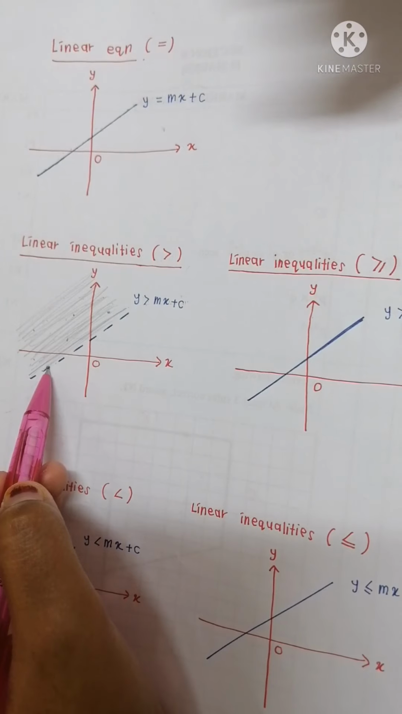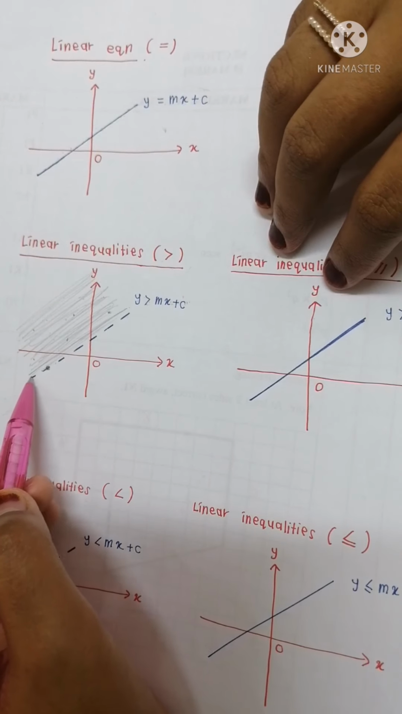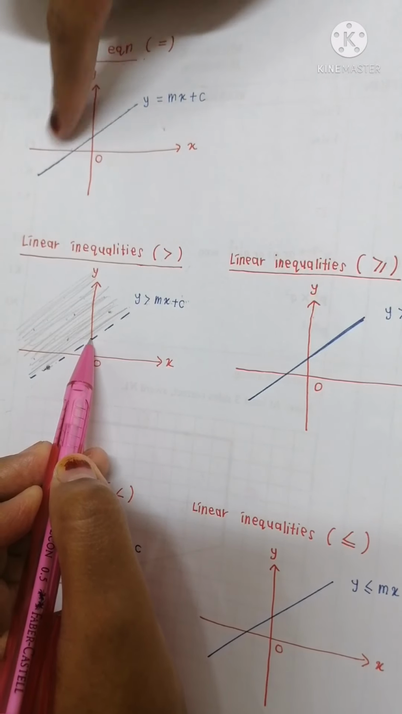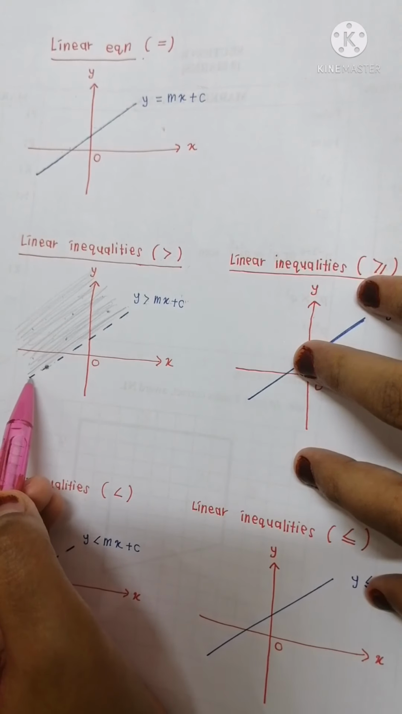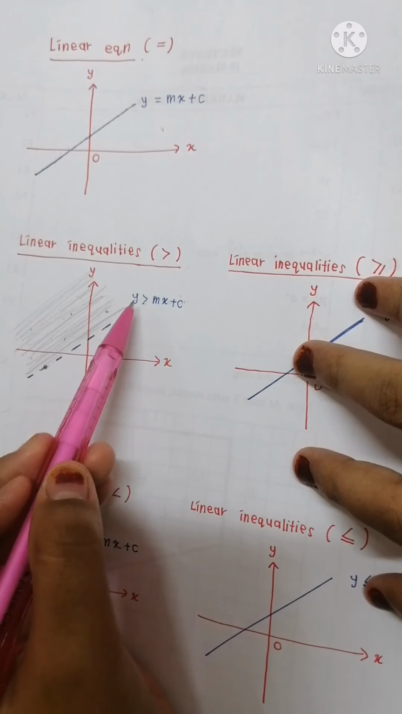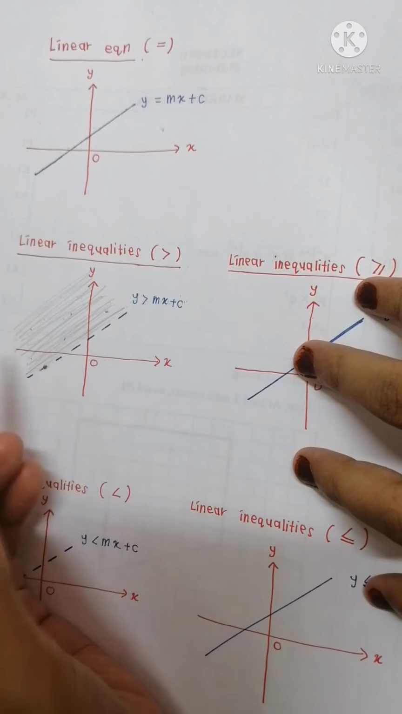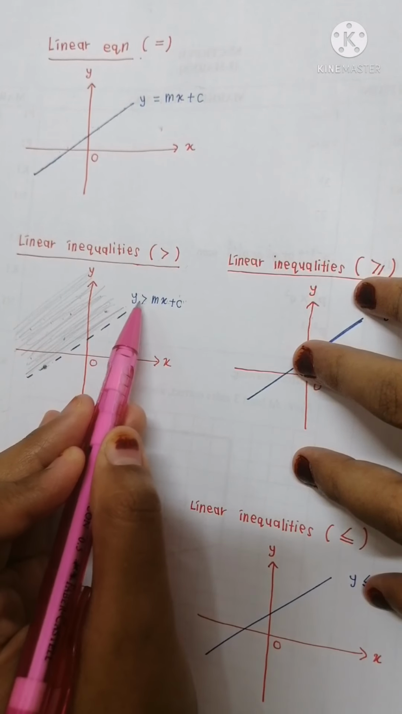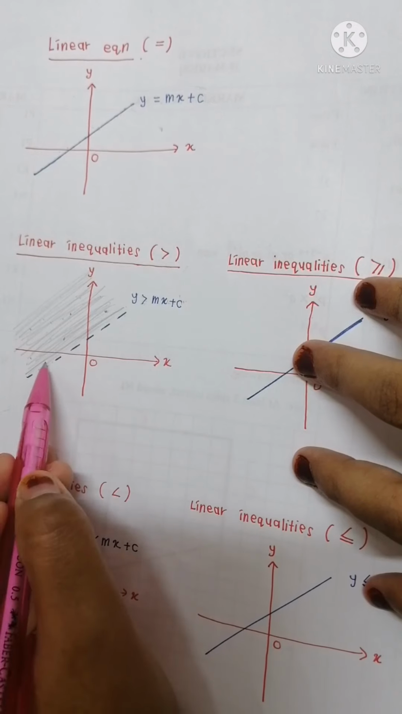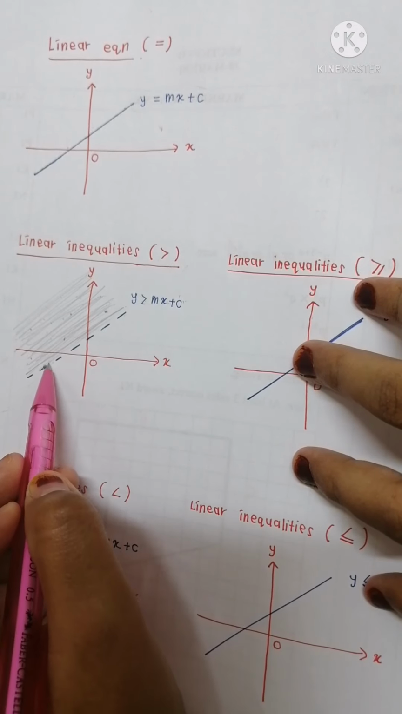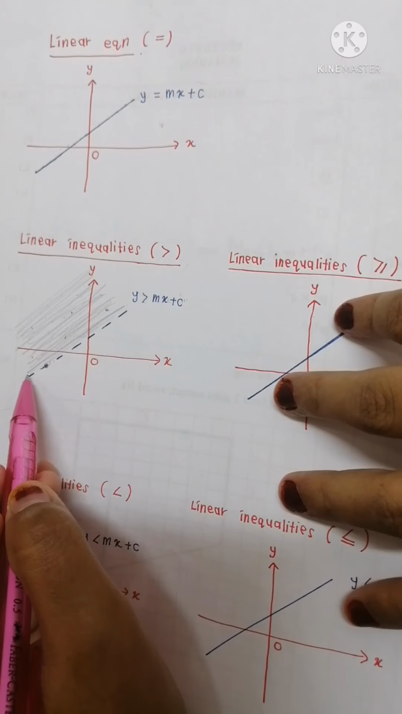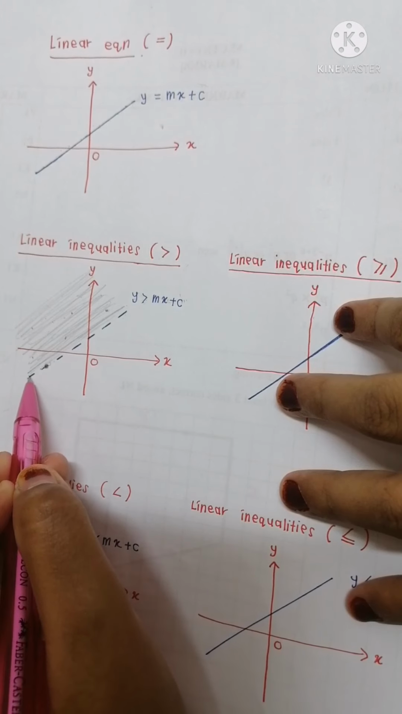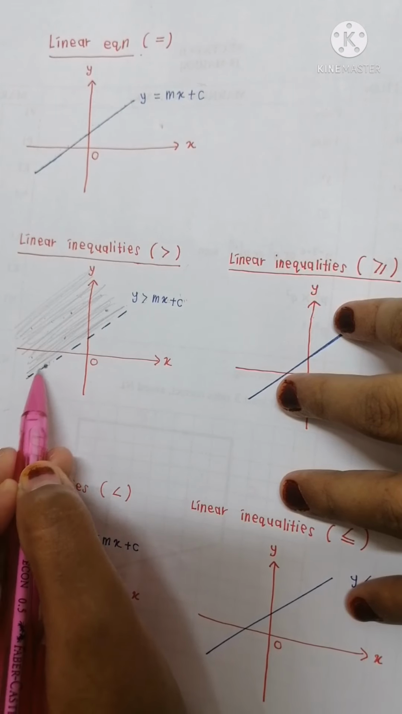Okay, remember that one. Why do I draw the dash line instead of the solid line? Because as I told you, the points above the straight line satisfy y greater than mx plus c, not the points that lie on the straight line. So that's why for the linear inequality of greater than, we draw the straight line with a dash line.